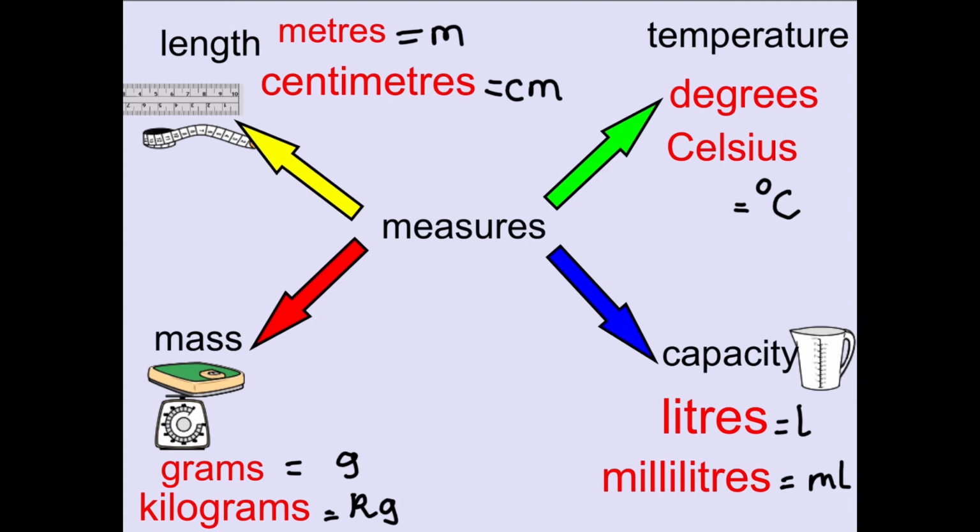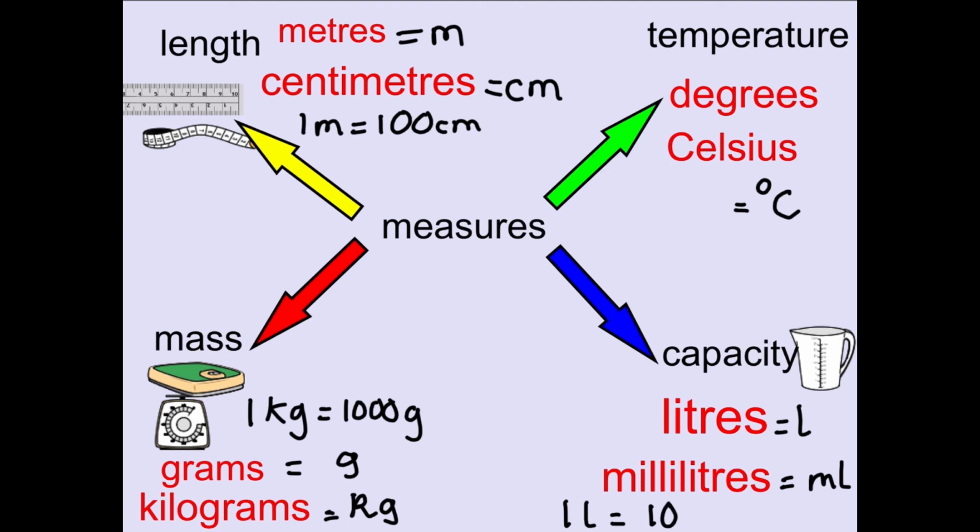And some of these we're going to be looking at how many of one equals the other. So 1 metre is actually made up of 100 centimetres. We're going to be looking at that later on in the week. And then 1 kilogram, so 1 kg, is the same as 1,000 grams. And that's why it gets confusing, because it's not the same as the metres and centimetres. And 1 litre is the same as 1,000 millilitres. So on your sheet, you can also write down those.